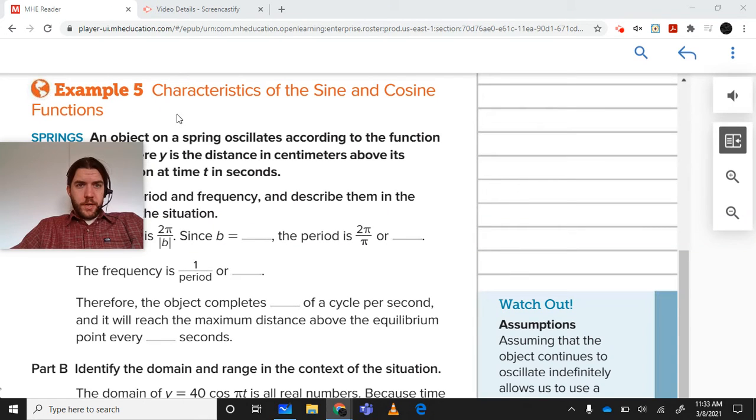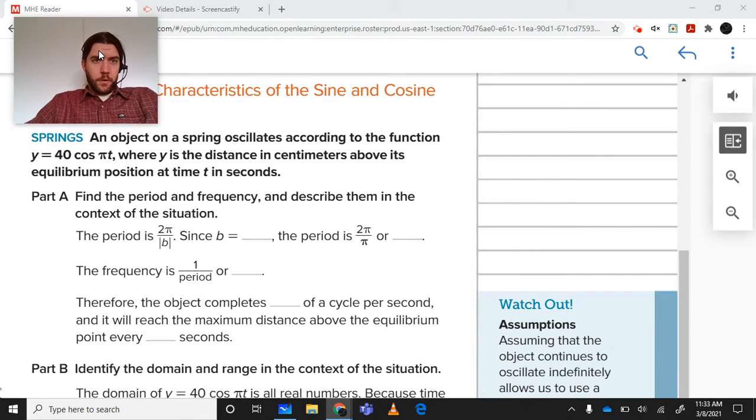Okay, here on example 5, we're looking at characteristics of the sine and cosine functions. They're giving us an example with an object on a spring that is oscillating according to the function y equals 40 cosine of pi t, where t is our variable, and y is the distance in centimeters above its equilibrium position.